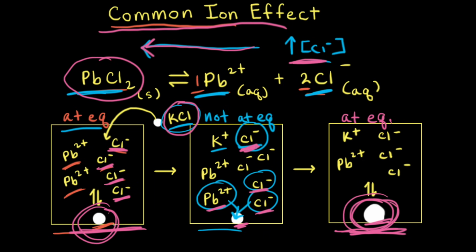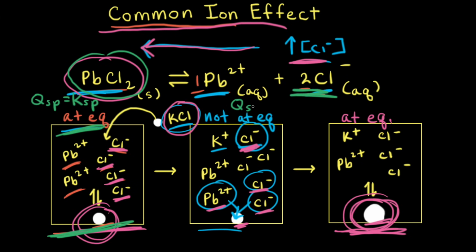Another way to think about this is using the reaction quotient Q. For the diagram on the left, we're at equilibrium. Therefore, the reaction quotient Qsp is equal to the Ksp value for lead 2 chloride, which means the system is at equilibrium. Adding chloride anion increases the value for Qsp, so now Qsp is greater than Ksp and the system is not at equilibrium.